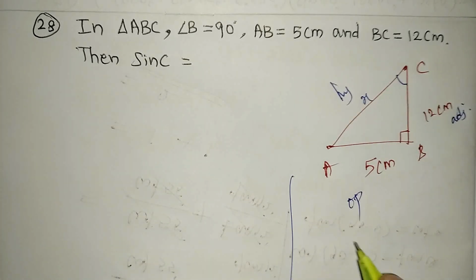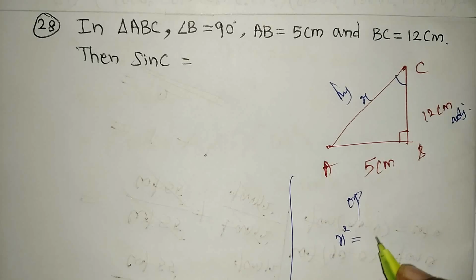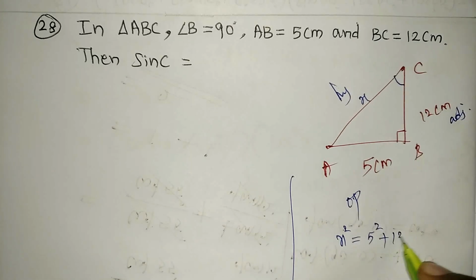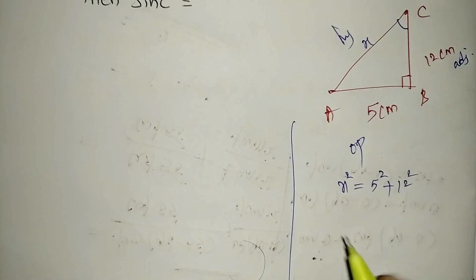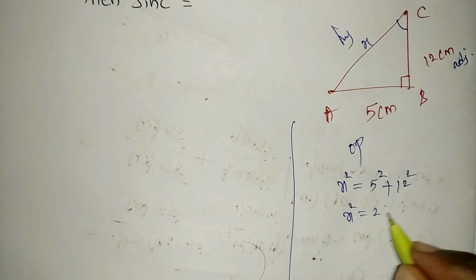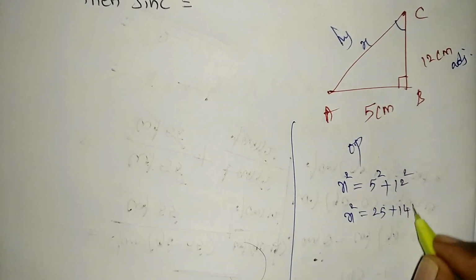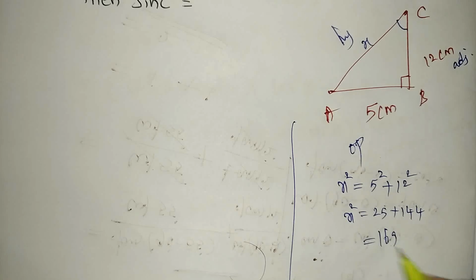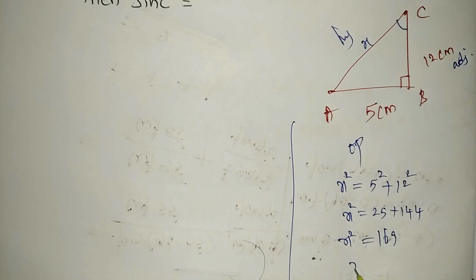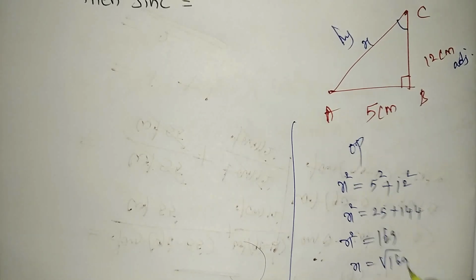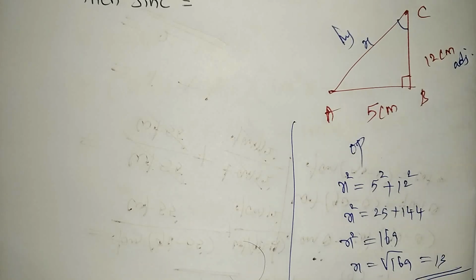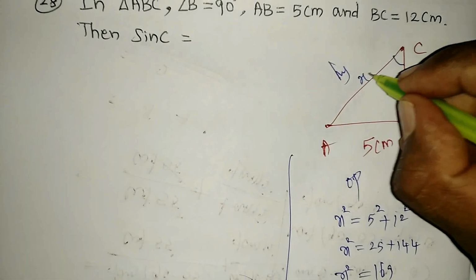Now we know the square of the hypotenuse is equal to the sum of the squares of the other two sides. Now simplify this. x square is equal to 25 plus 144. If you add this together, we're getting 169. This is x square. So x value, what will you get? Root 169, which is equal to 13 centimeter. So x value is 13 centimeter.